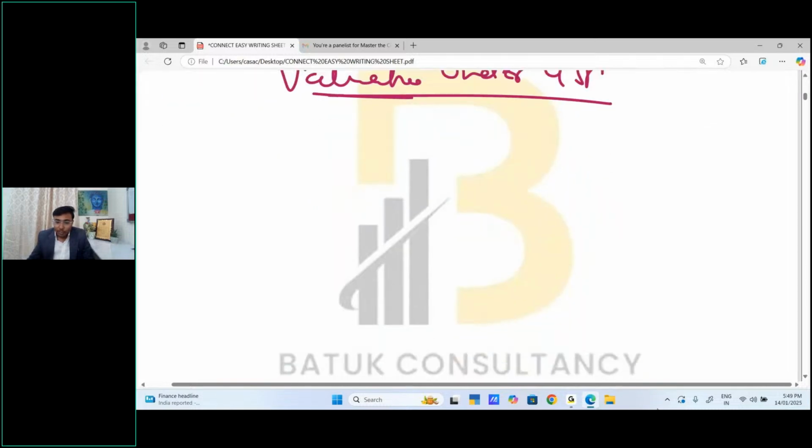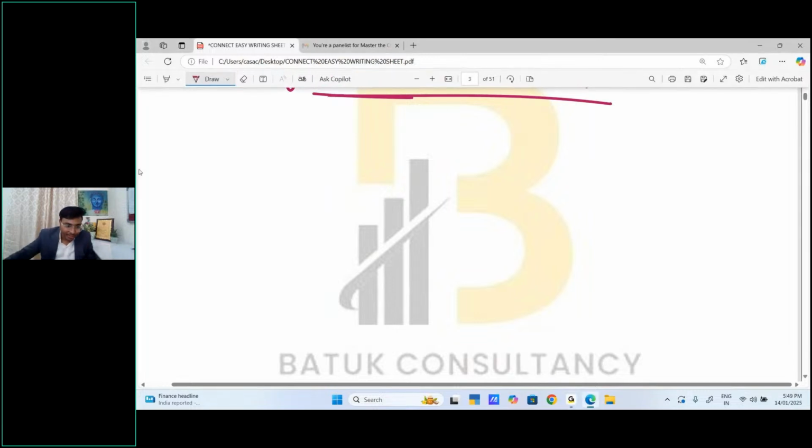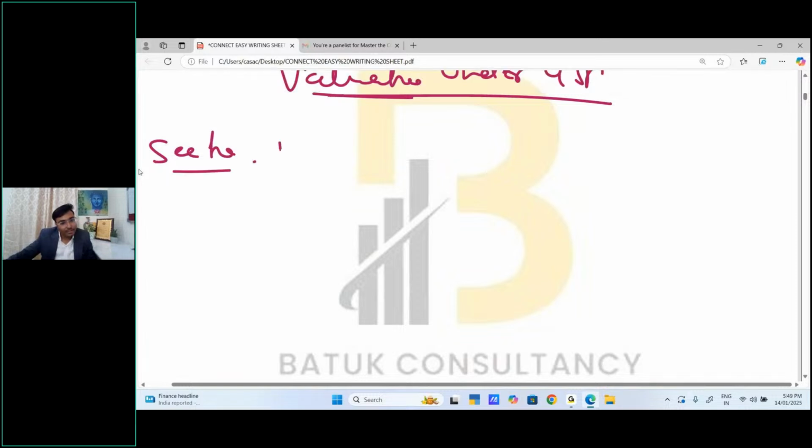The next section is the heart of GST, the most important section of the CGST Act.